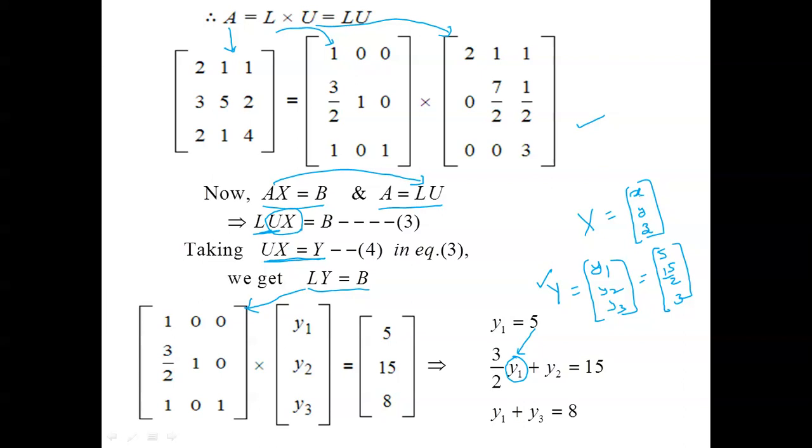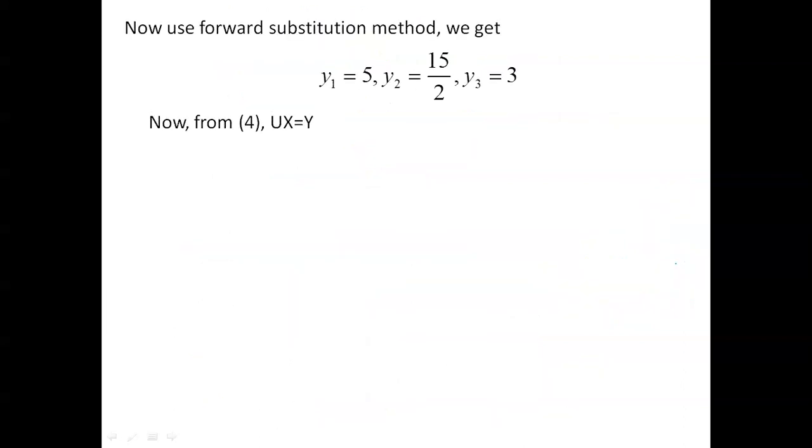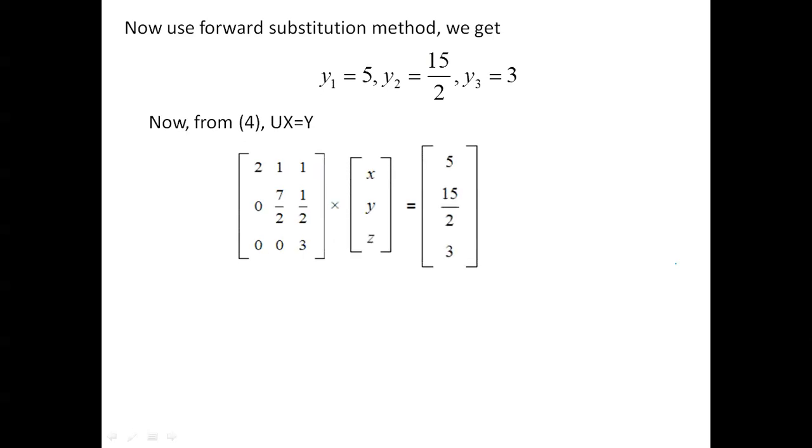U is 2 1 1, 0 7 by 2 1 by 2, 0 0 3. X equal to x, y, z. What is the y value? 5, 15 by 2, 3. So this is the U value, this is the x value, this is the y value.